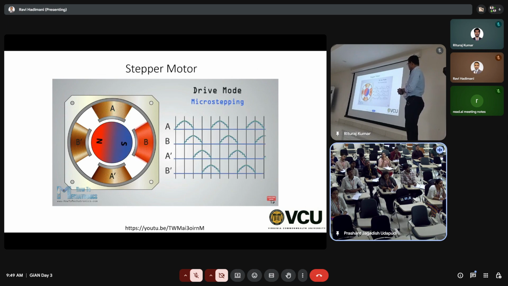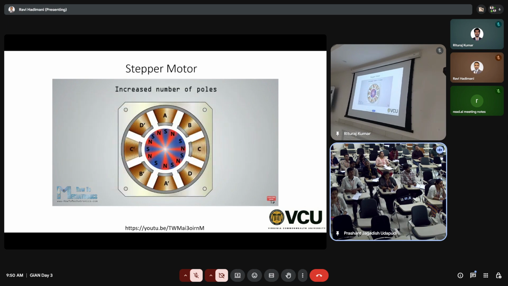However, the most common method of controlling stepper motors nowadays is microstepping. In this mode, we provide variable controlled current to the coils in the form of a sine wave. This will provide smooth motion of the rotor, decrease the stress on the parts, and increase the accuracy of the stepper motor. Another way of increasing the resolution of the stepper motor is by increasing the number of poles of the rotor or the number of poles of the stator.